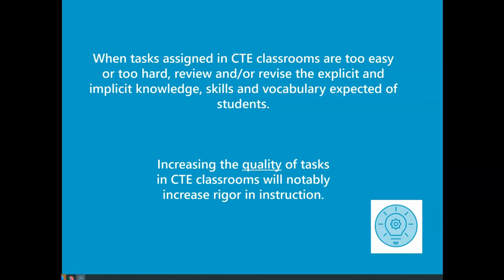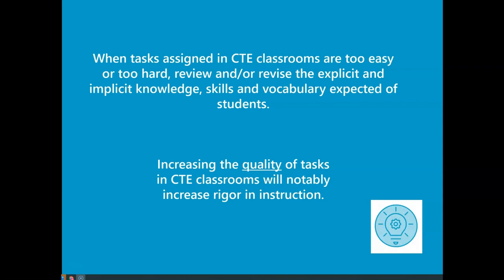Ideally, this happens when you're designing the task, but sometimes that needs to take place as you are assigning the task or as students are working on it, and you're noticing that it is falling at one end of the spectrum or the other. So given that, increasing the quality of tasks in CTE classrooms will notably increase rigor in instruction.